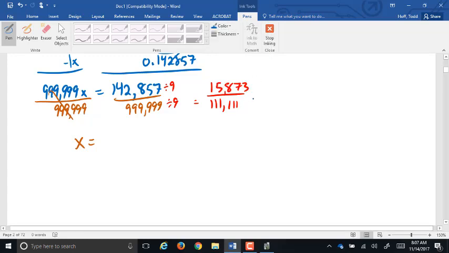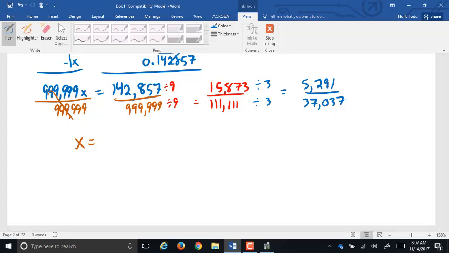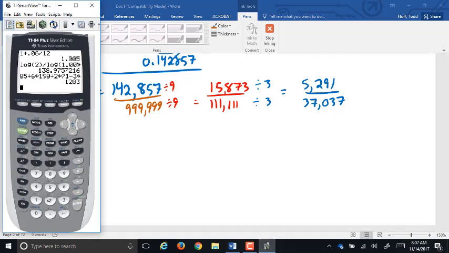Guess what? Is that divisible by 3? Yes, it is. So let's divide by 3. That is 5,291 over what? 37,037. What can they still be reduced by? What's that? So it's not divisible by 3.